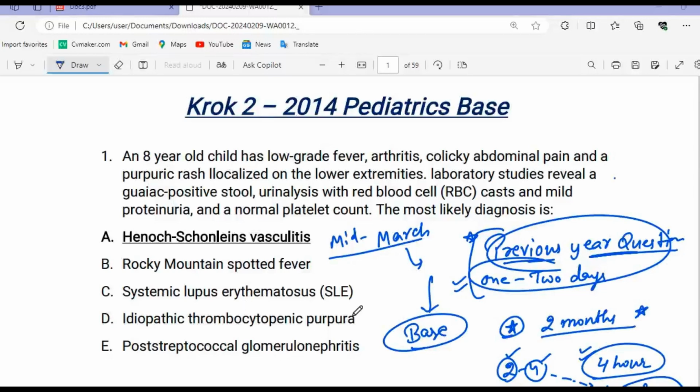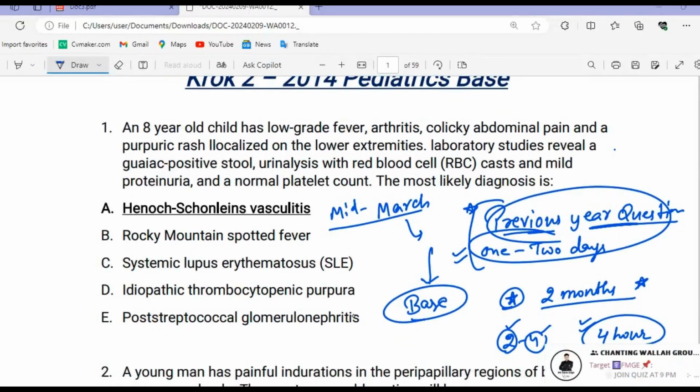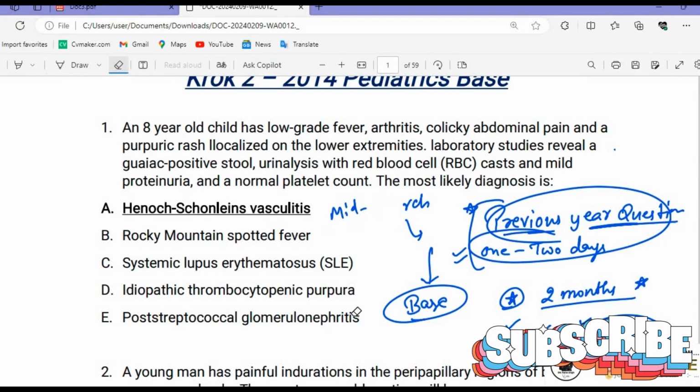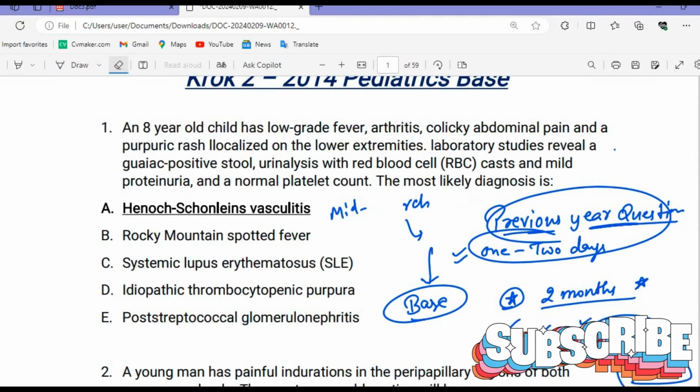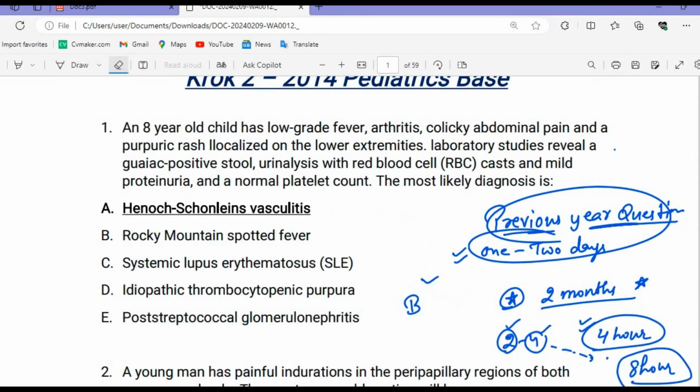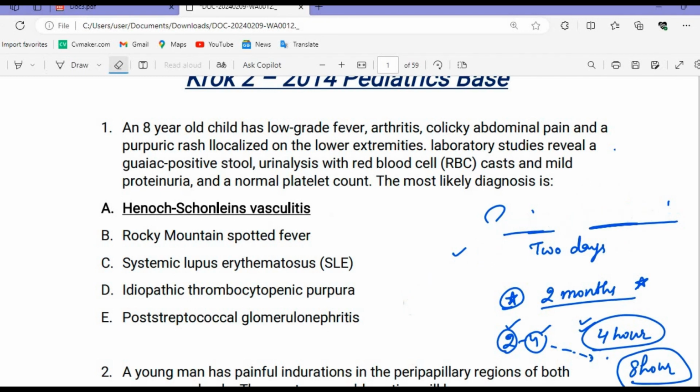An 8-year-old child has a low-grade fever, arthritis, and colicky abdominal pain and a purpuric rash localized on the lower extremity. Laboratory studies revealed guaiac positive stools. Urine analysis shows red blood cell casts and mild proteinuria, with a normal platelet count.